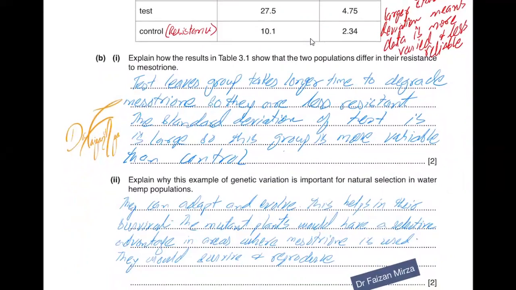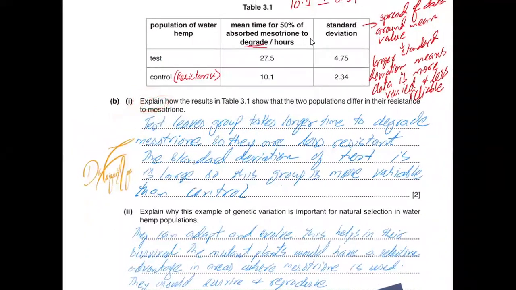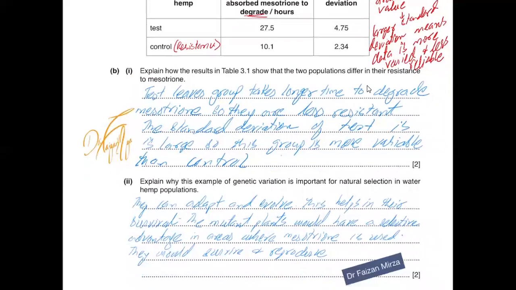So here we just need to give a reason. We'll mention that the test is taking longer, while the control is degrading it in less time. The test leaf group takes a longer time to degrade mesotrione, so they are less resistant. And why are they less resistant? Because they have an allele which came about because of mutation. The standard deviation of the test is large. This group is more varied than the control.